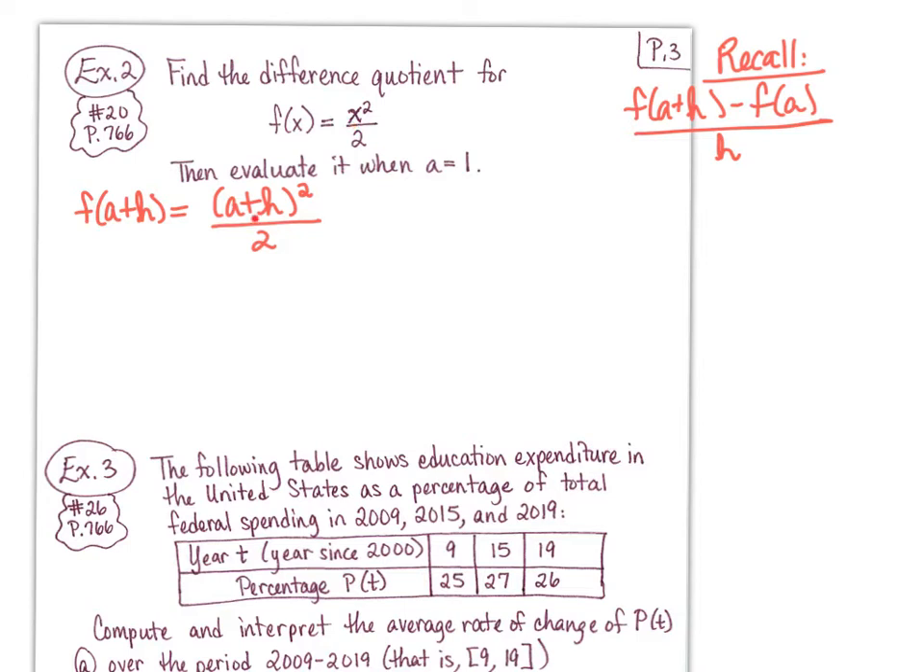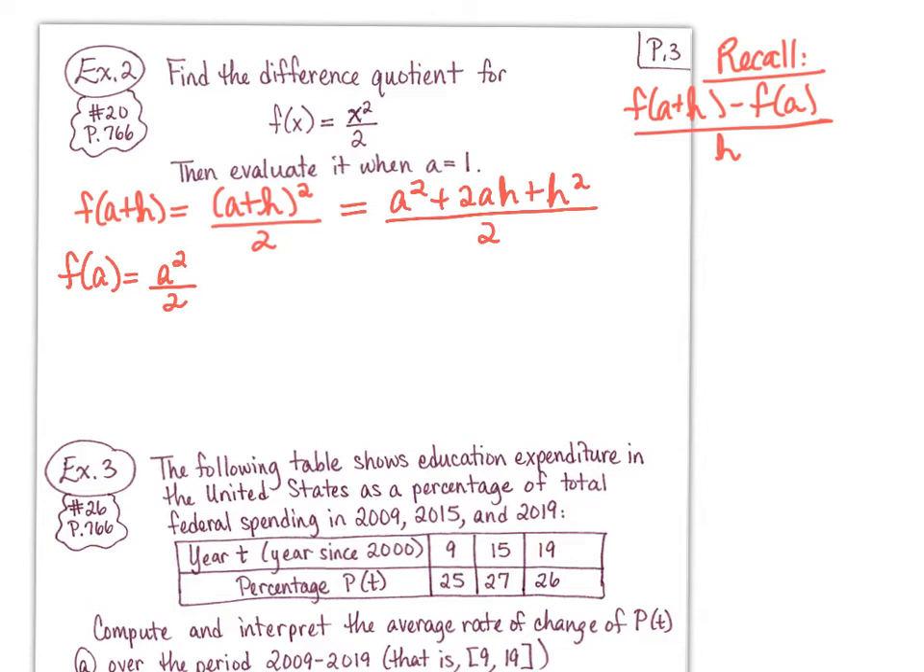Okay? Now, what is a plus h quantity squared? What's that equal to? A squared plus 2ah plus h squared, good. All over 2. So we have a squared plus 2ah plus h squared all over 2. Okay? Then you find f of a. F of a is equal to a squared divided by 2. It is what it is. There's nothing else for us to do with that.